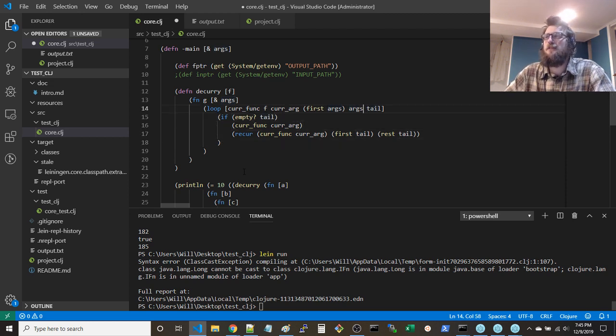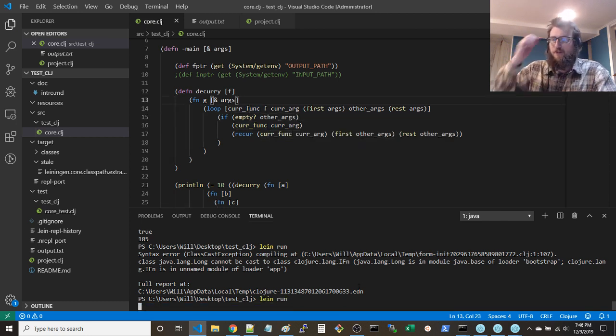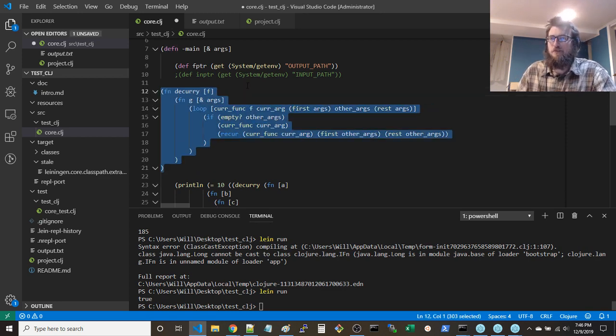Oh, this is wrong. It should be args. Can rename args here. I think this is fine. I kind of prefer to not have these two things happen. Rest of args or other args. It's better. And this should be not tail, but other args. I'm not even sure if this is really necessary. It might be. True. Nice. Kind of curious. Yeah, I'll leave it. It's fine. I think this will work. You know, I think this is probably enough.